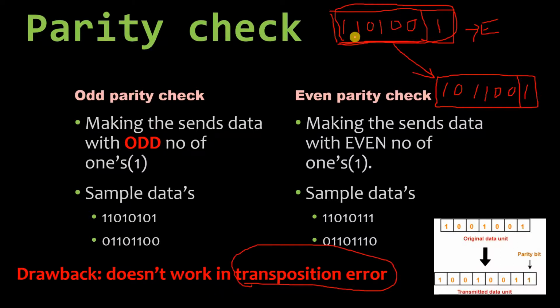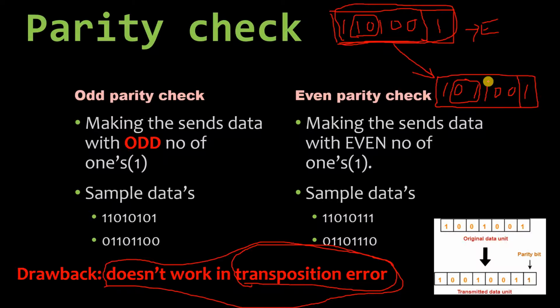The bits, instead of 1, 0, have been replaced as 0, 1. The bits are transposed. The bits are exchanged. That is called transposition. The positions of the bits are exchanged. Okay, so this is a very important point. The parity check is not going to work with transposition error. So I hope it's clear with odd parity check and even parity check. The number of ones is odd, odd parity check. The number of ones is even, even parity check.